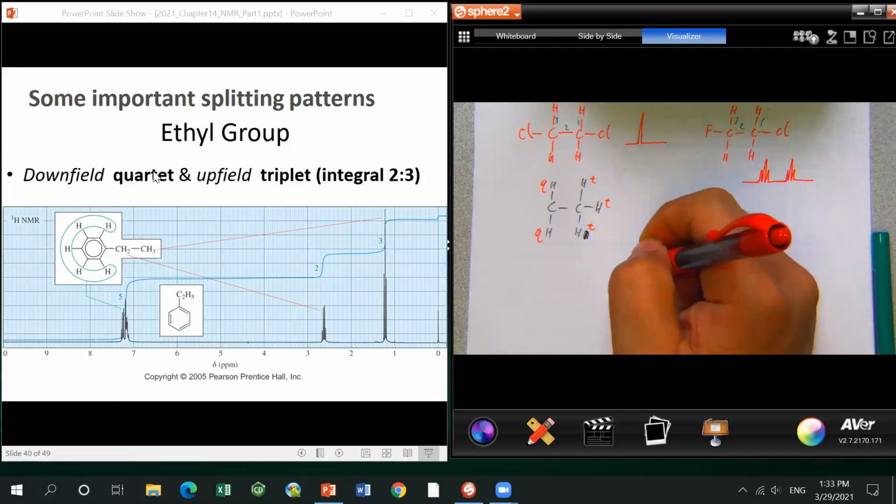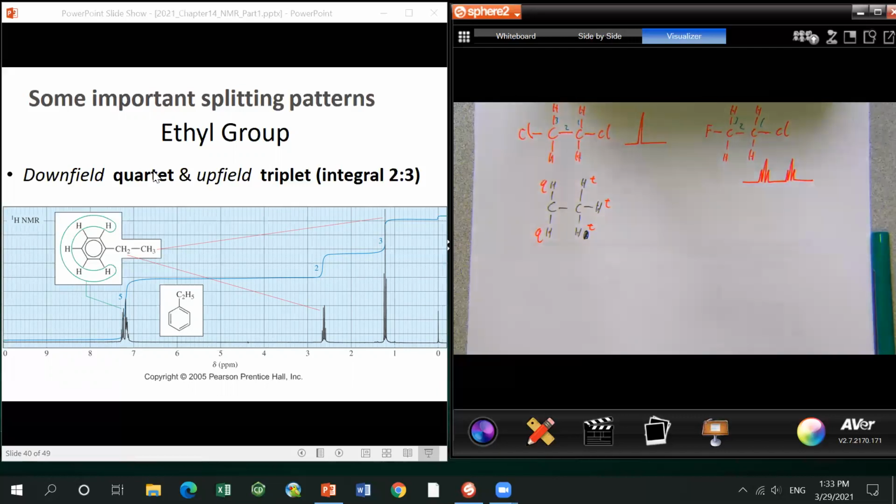So for the ethyl group, you should see one quartet at higher chemical shift and one triplet at lower chemical shift. The integration ratio for these two peaks should be 2 to 3. So if you see this kind of peak pattern, 80% it will be an ethyl group. Please keep that in mind. That's the example for ethylbenzene, where you see the ethyl peaks.